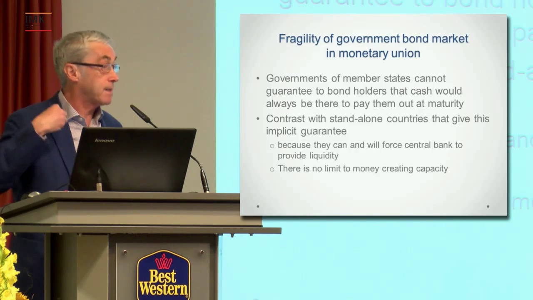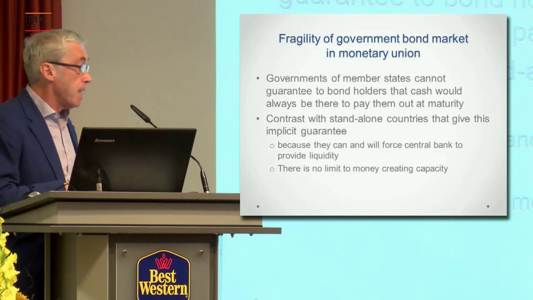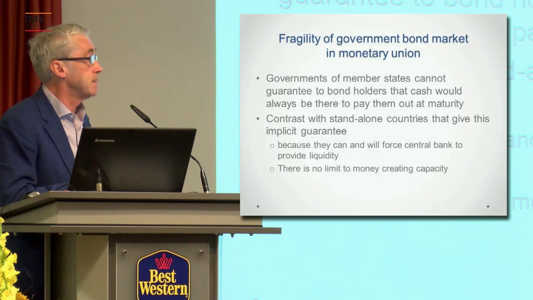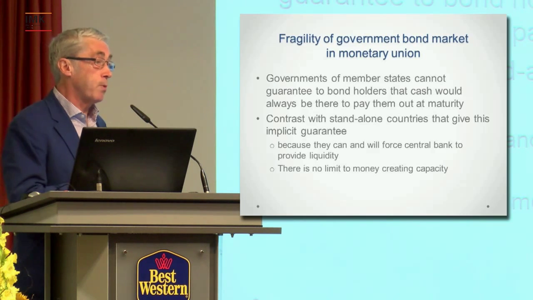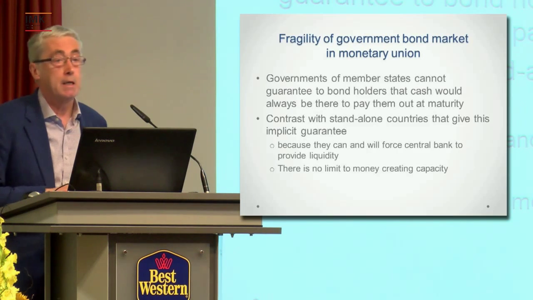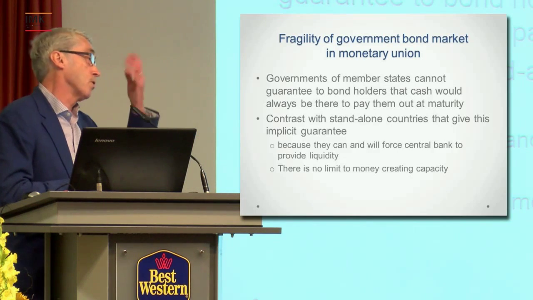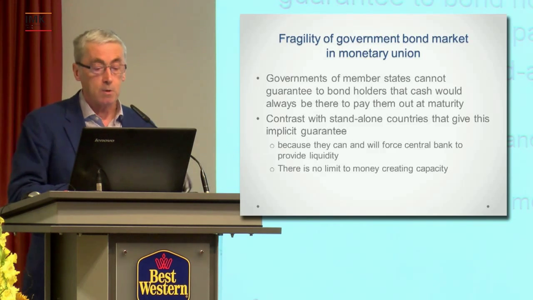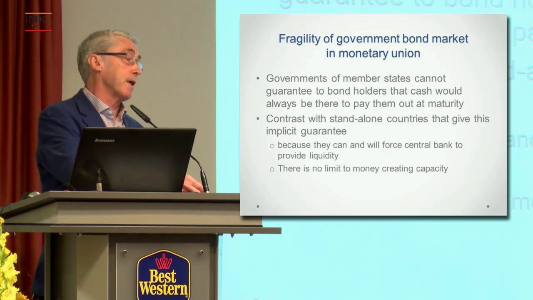UK government is backed by a central bank, the Bank of England, that is capable and will be forced, if necessary, to provide the liquidity necessary to pay out bondholders. And so, therefore, the bondholders have a guarantee that they will be paid out in pound sterling. Of course, they have no guarantee about potential inflation, but they have a guarantee that they will be paid out in pound sterling. That's not a guarantee members of a monetary union can give.